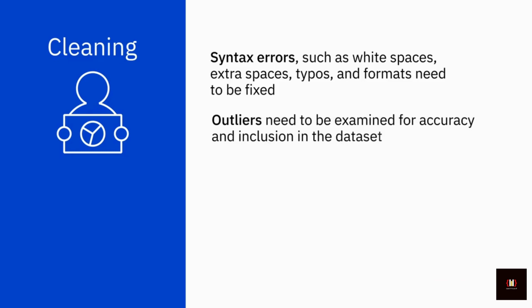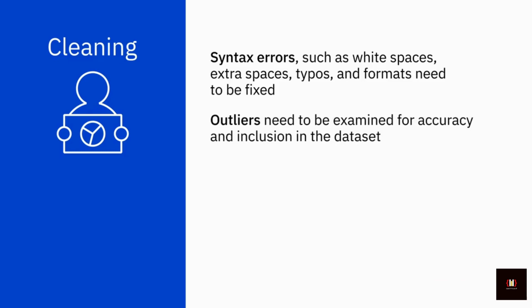Data can also have outliers, or values that are vastly different from other observations in the dataset. Outliers may or may not be incorrect. For example, when an age field in a voter's database has the value 5, you know it is incorrect data and needs to be corrected.